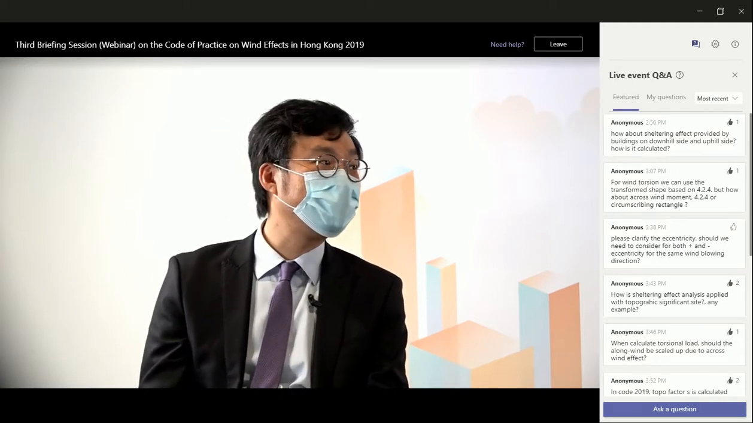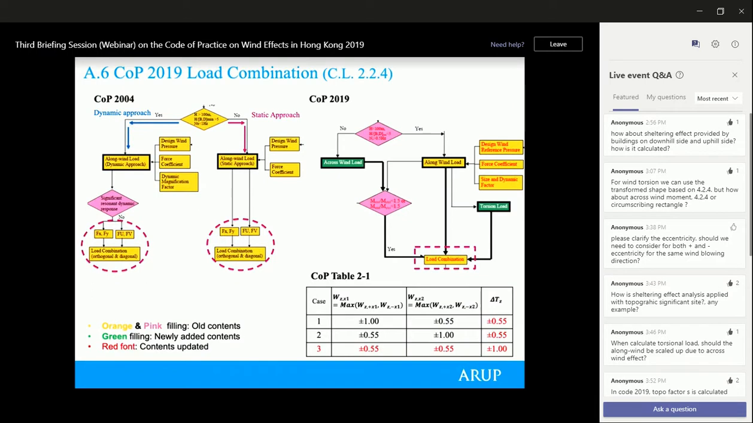For this case, the torsional load can be excluded or ignored from the load combination case. Yes, I would like to supplement this a bit. Actually, we have some exemption in the code to not consider the torsion, which is listed in clause 2.2.4 of the code. You may need to check the A, B, C, D conditions. If you fulfill one of them, you don't need to consider torsion.